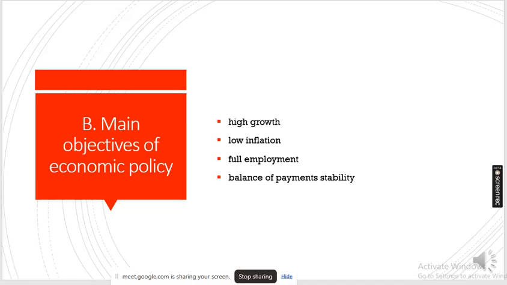So what are the objectives of having an economic policy? There are four objectives: to promote high growth, people should grow; there should be low inflation, as what is happening now, food inflation is lower; there should be full employment in the country; and there should be balance of payment stability. In the exam, questions like this will come as a multiple choice. So which of the following are objectives of economic policy? I said high growth, low inflation, full employment, and balance of payment stability.